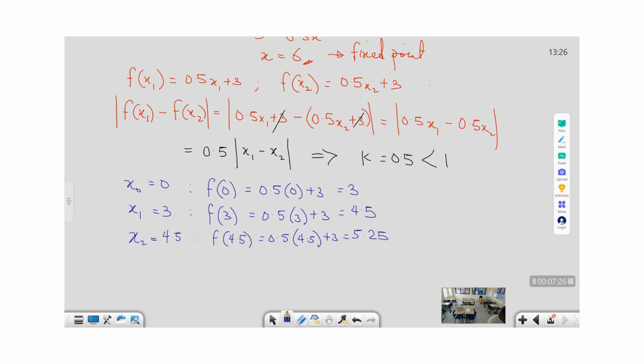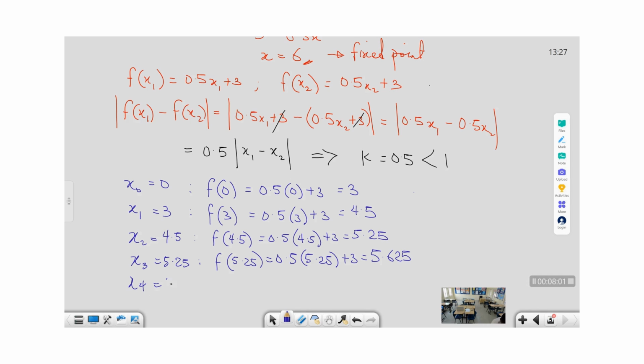5.25. And when x3 now is 5.25, our initial answer, so you have f of 5.25 equals 0.5 times 5.25 plus 3. When we work this out, you have 0.5 times 5.25 plus 3, and you get 5.625. So when we keep trying this, let's try this for the fourth time.